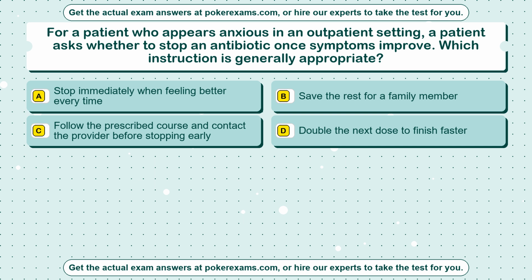Which instruction is generally appropriate? Option A, stop immediately when feeling better every time. Option B, save the rest for a family member. Option C, follow the prescribed course and contact the provider before stopping early. Option D, double the next dose to finish faster.